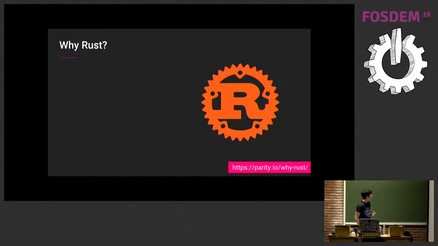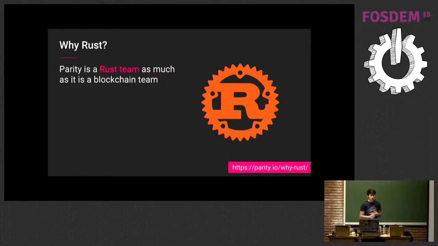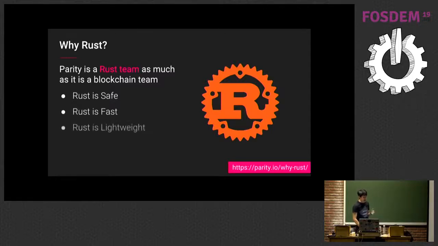So let's talk about why we chose Rust. Well, Parity really is a Rust team as much as it is a blockchain team. We really love the language, and we use it for a number of reasons. For example, it's safe. Rust ensures that programs are free from undefined behavior, data races, or any memory safety issues. Rust is really, really fast. It has zero runtime overhead, so it's really lightweight. It's easy to read, and once you get the hang of it, it can actually be really fun to write.